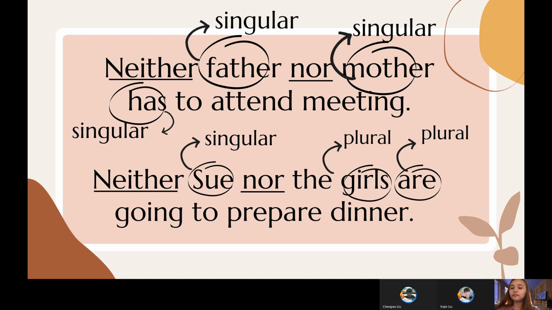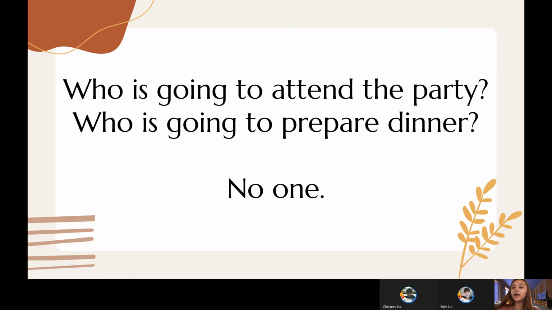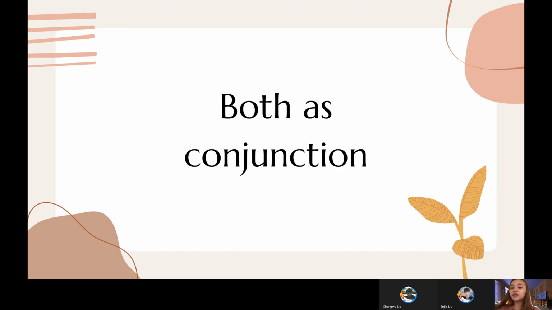Yes, ma'am. Okay, so based on the sentences, let me ask you something. Who is going to attend the party and who is going to prepare the dinner? No one, ma'am. Yes, no one, because we used neither and nor in the previous statement, okay? It seems that everything is clear, so I think we could proceed with both as a conjunction.